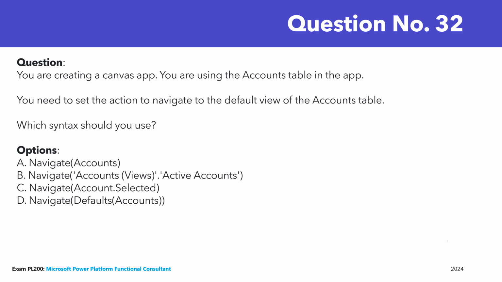Question. You are creating a Canvas app. You are using the accounts table in the app. You need to set the action to navigate to the default view of the accounts table. Which syntax should you use? Options. A. Navigate accounts. B. Navigate accounts views, active accounts. C. Navigate account.selected. D. Navigate defaults accounts.